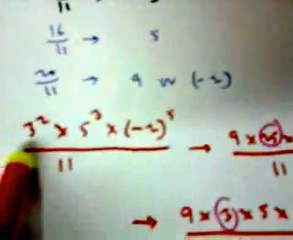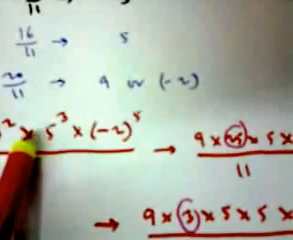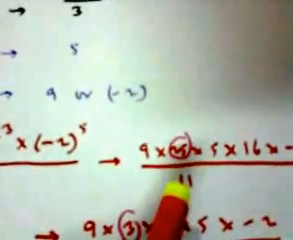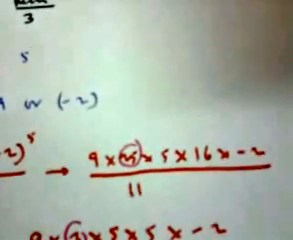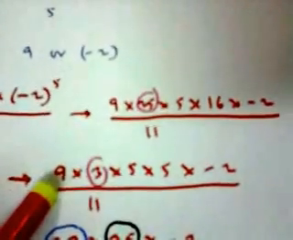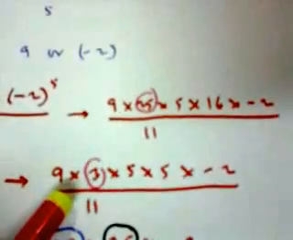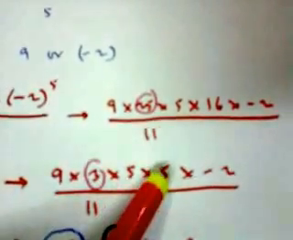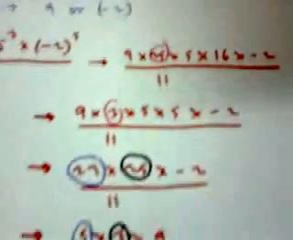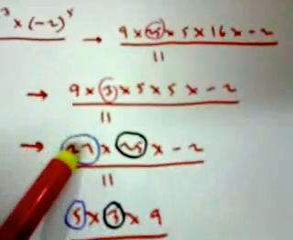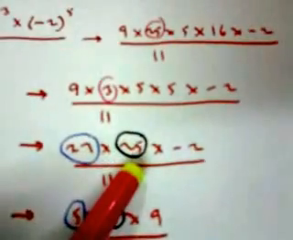Again 3 square is 9, 5 square is 25, we have one more 5, minus 2 to the power 4 is 16 and we have another minus 2, divide by 11. We can further reduce this: 9 remains 9, 25 by 11, remainder is 3. 5 remains 5, 16 by 11 the remainder is 5 and minus 2 remains minus 2. Again we go down, 9 into 3, 27, 5 into 5, 25, minus 2 remains minus 2.